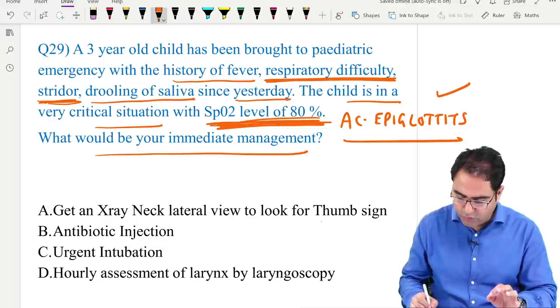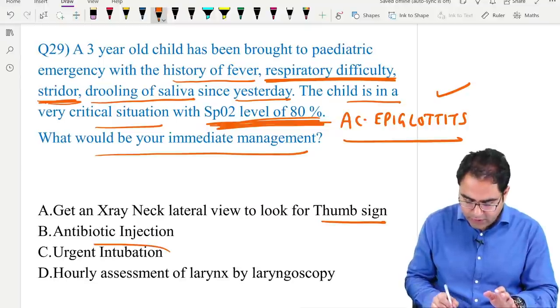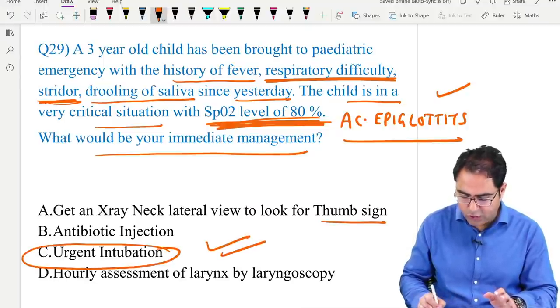Get an X-ray neck to look for thumb sign? No. Antibiotic, urgent intubation, hourly assessment of larynx by laryngoscopy. The answer is airway management by urgent intubation, beta.